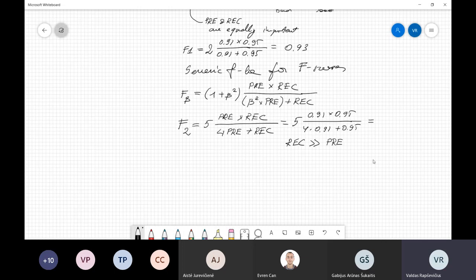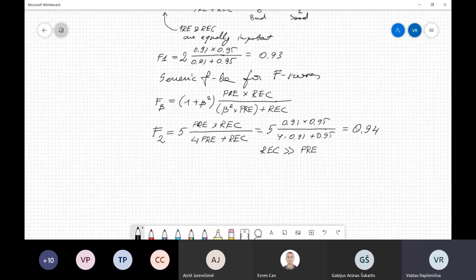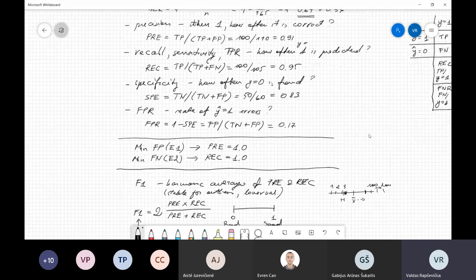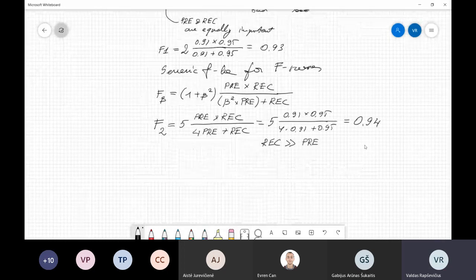All right, okay, so what's the number here? 2? Can't be. 0.94. Yeah, okay. We have a new winner. 0.94. Cool. So as you can see, it is higher up and it's closer to the recall, because recall is more important now, right? So 0.95. So it basically climbed up a little bit, right?